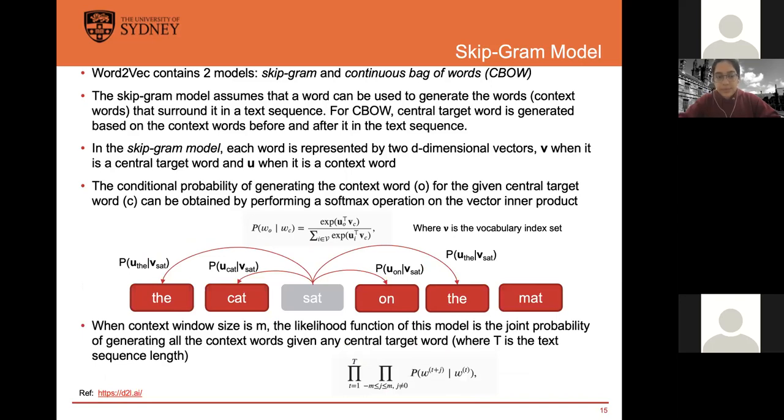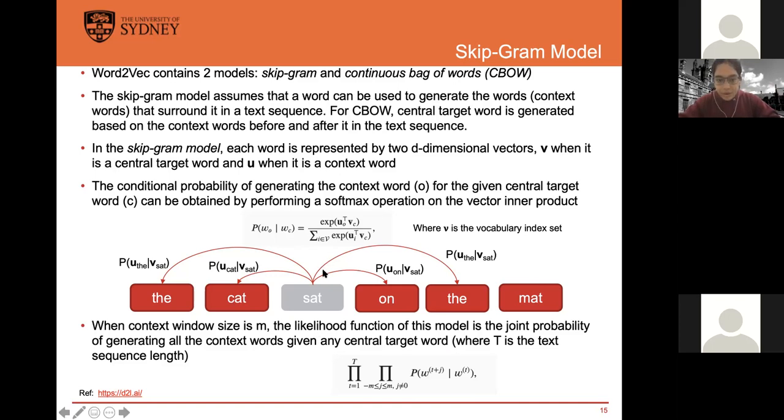The word2vec model has two kinds of models: one is the skipgram model, and one is the continuous bag of words. The skipgram model assumes that context words can be generated from a central word that surrounds it in the text sequence. And the continuous bag of words assumes that the central target word is generated based on the context words. In this presentation, I'm only explaining the skipgram model. You can look at continuous bag of words as well, but you can use either of these.